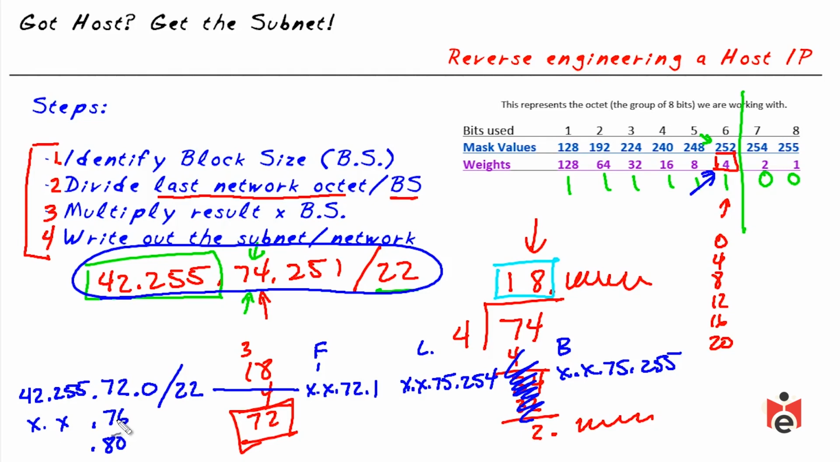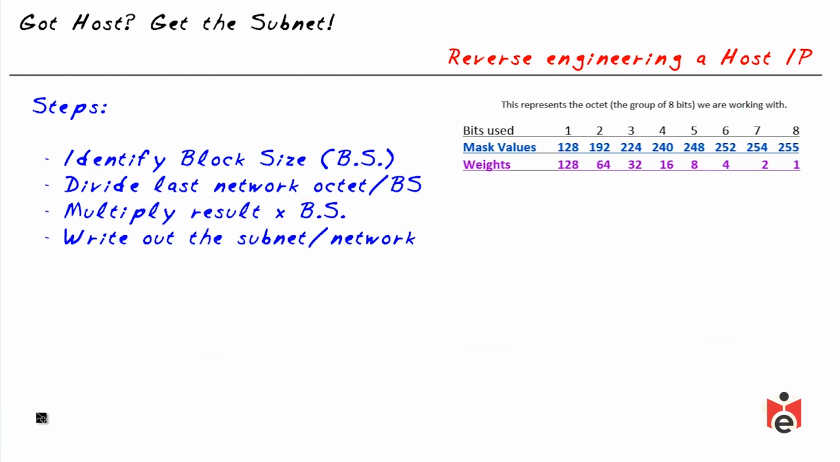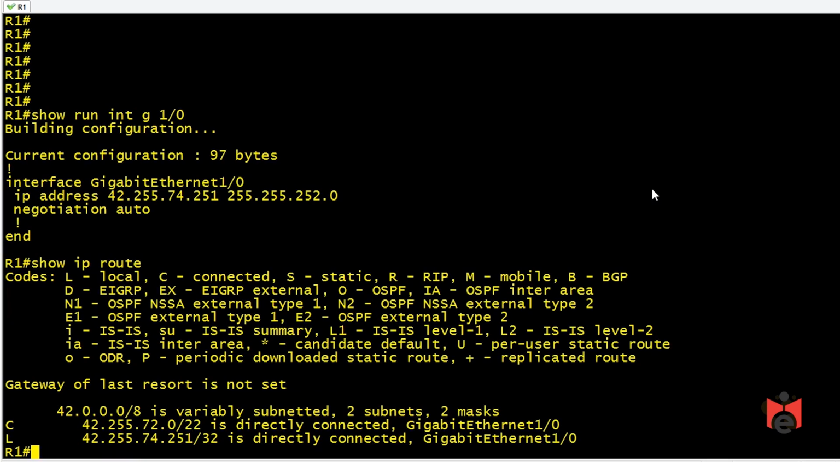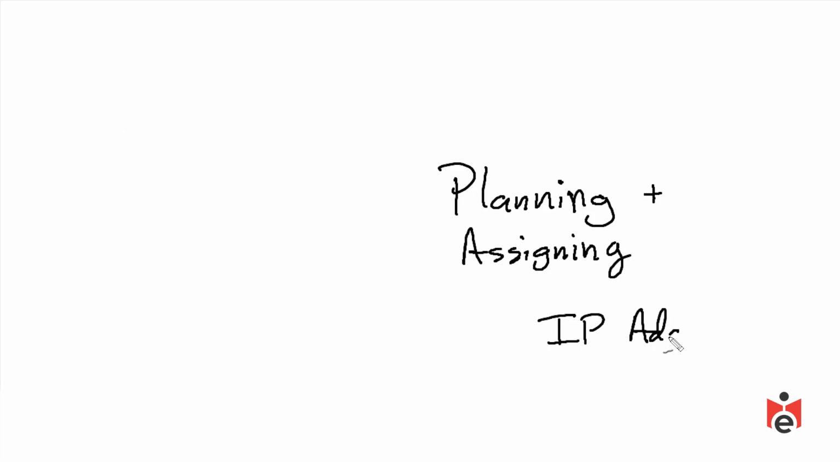So that's the process. Now, another really cool way that we could verify that that really is the 72 network that the customer is on, or in this case, the router is on, let's bring back the router for a moment, and we'll do a show IP route. If we look at the routing table for this router, it knows exactly which network it's connected to from a routing perspective, and sure enough, it's 42.255.72.0/22.